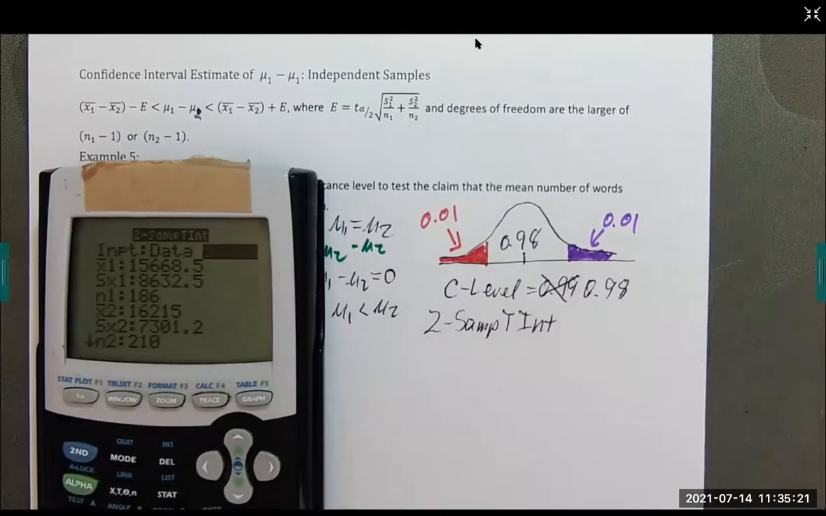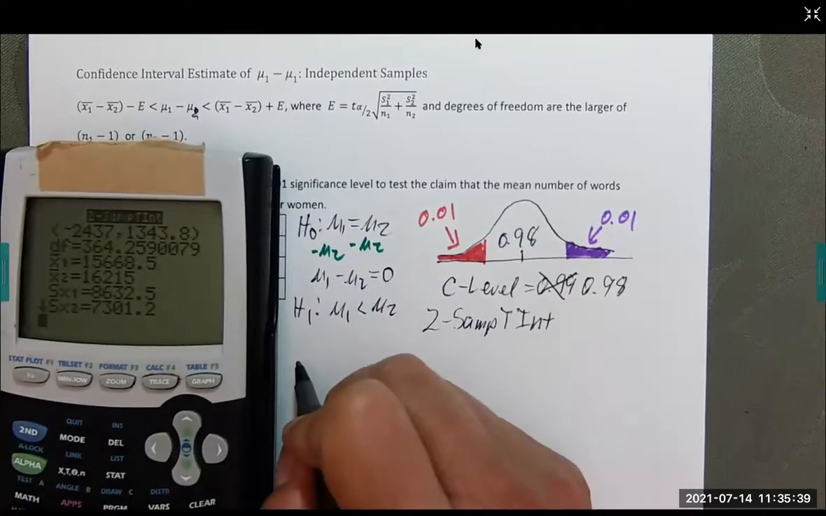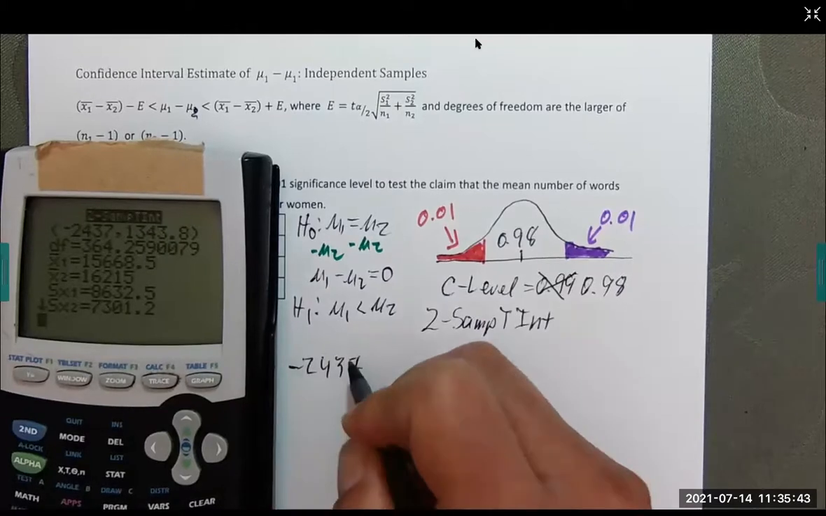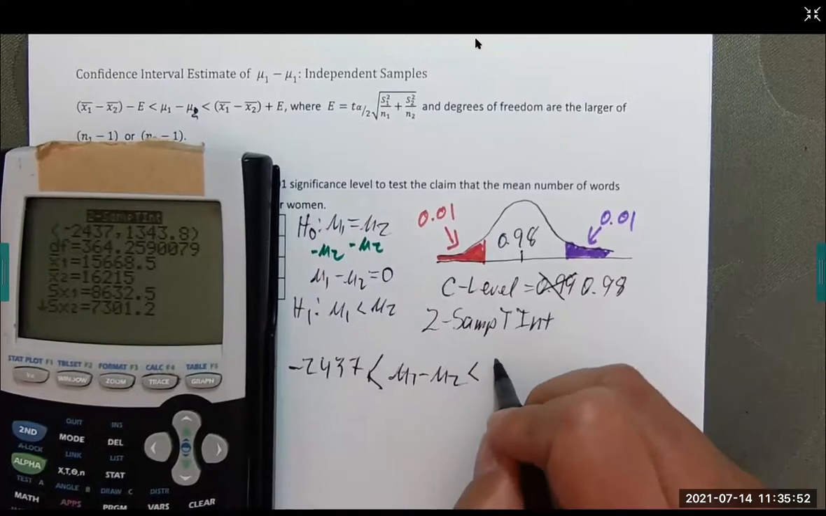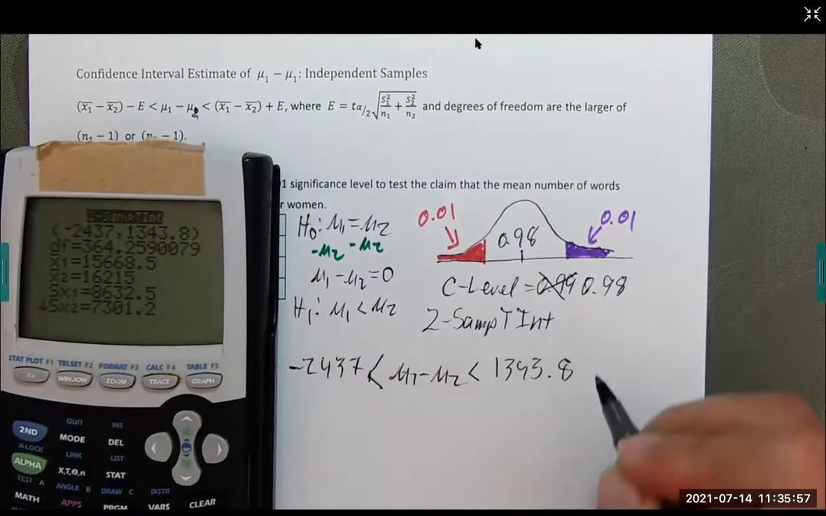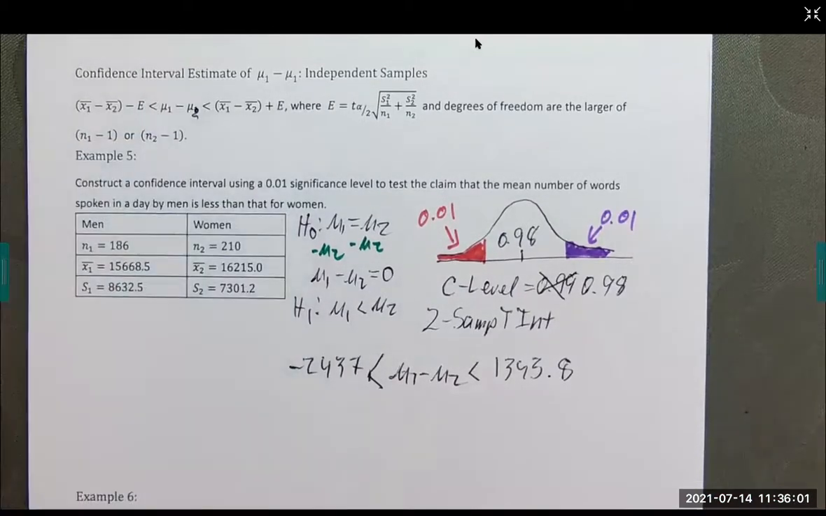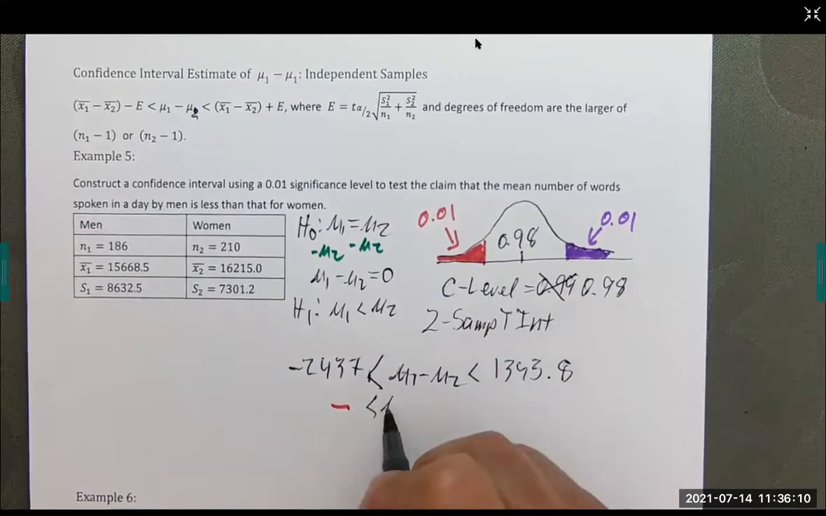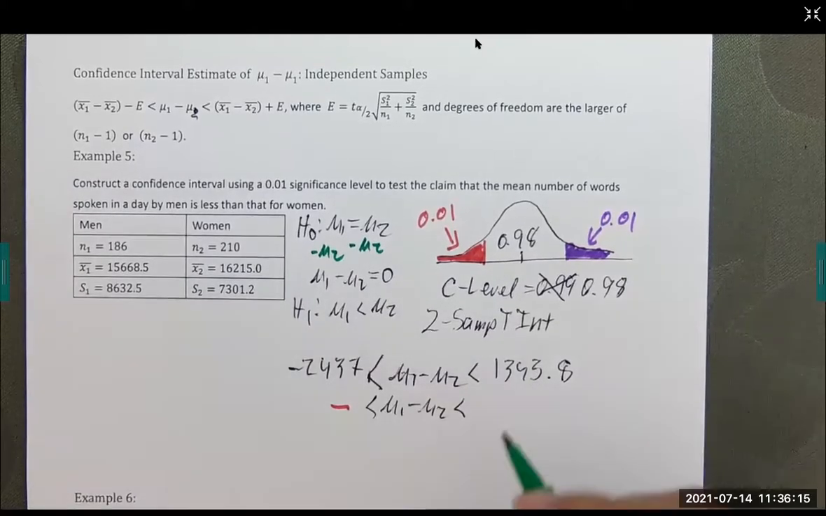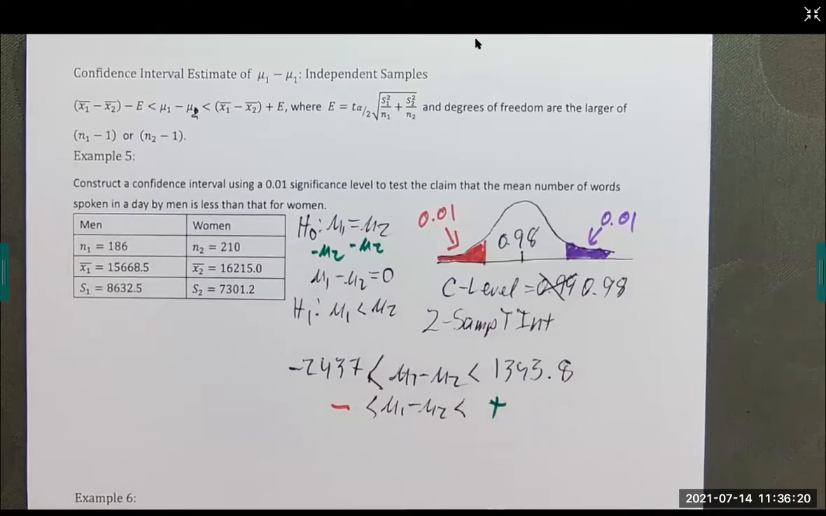Very nicely keeps all the data from the previous problem. But it asks for the C level, and it is 0.98. It is not 0.99 like you might think. Not pooled, calculate, and we get negative 2437, which is less than mu sub 1 minus mu sub 2, which is less than 1343.8. So here is our confidence interval, and here's the main takeaway that we want from this. We are going from a negative to a positive number. What that tells us, 0 is in there.